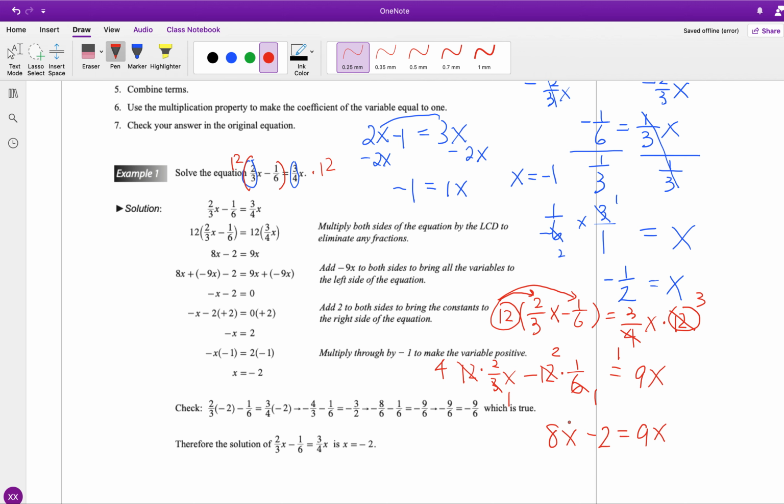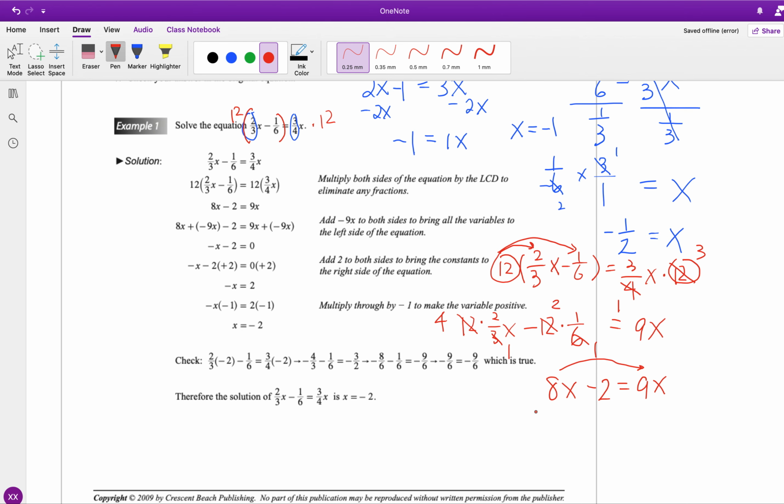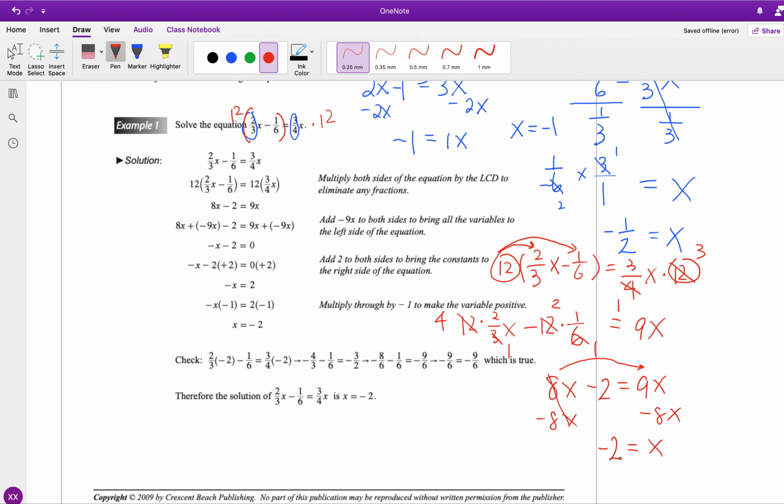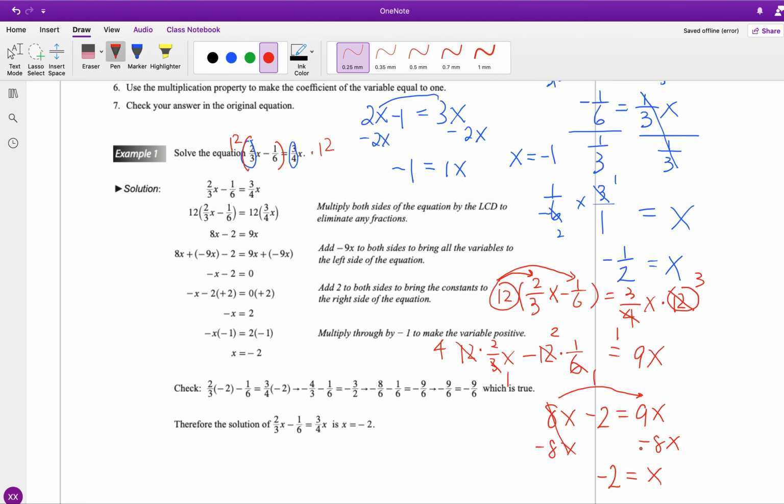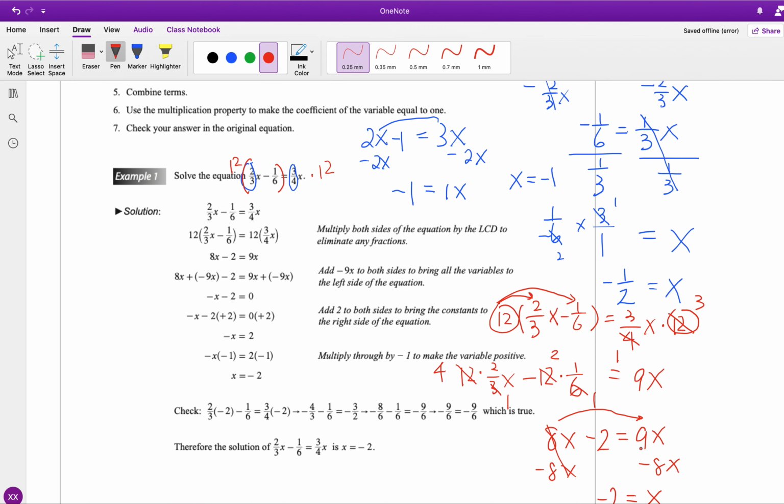There is absolutely no fraction anymore. So in this case, we do exactly the same thing. Move this to the other side by subtracting 8x. Negative 8x, gone. And this side is x. Wow, equals negative 2. By the way, what did I do? So one is negative 2, one is negative 1 over 2.